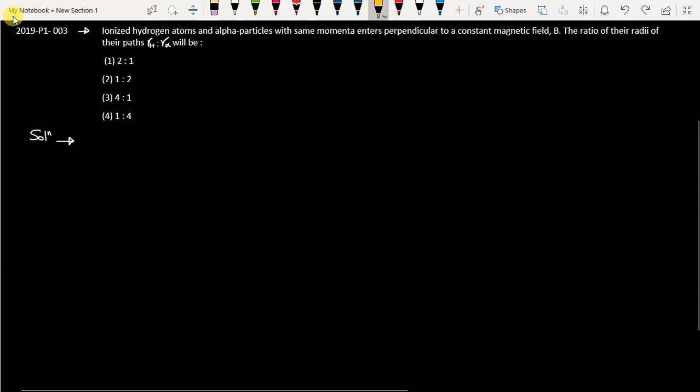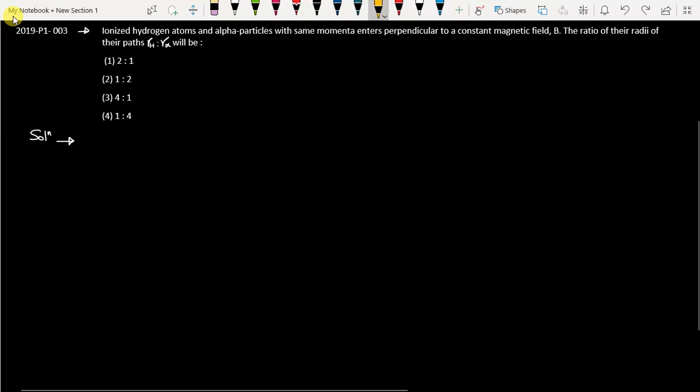This question is from NEET 2019, paper code P1, question number 3. The question is, ionized hydrogen atoms and alpha particles with the same momenta enter perpendicular to a constant magnetic field B. The ratio of the radii of their paths, RH to R alpha, will be.